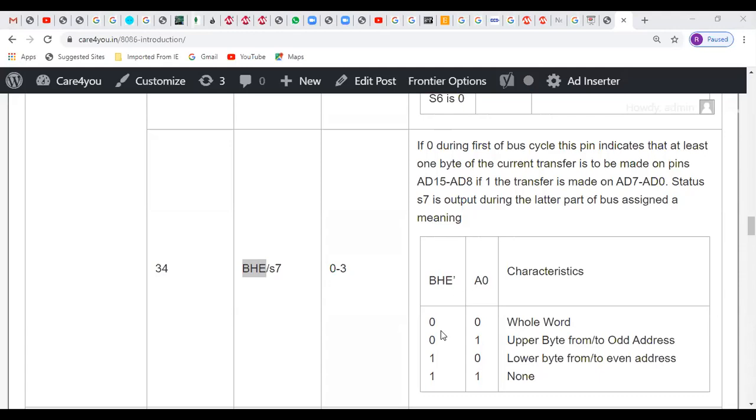When A0 and BHE is 00, you read the whole word. When it is 01, you read only the upper word. Let me try to explain this concept before the time expires. Let me come back onto the diagram and try to concentrate. Only half a minute is left.